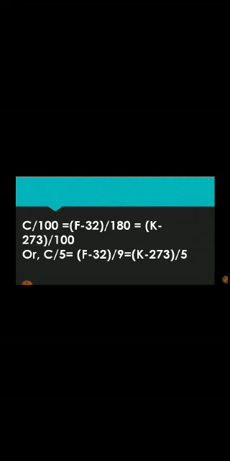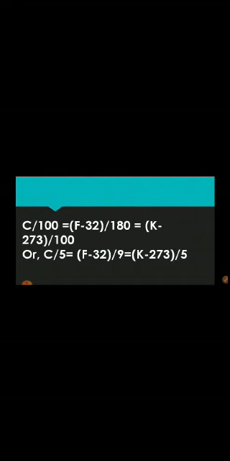C by 100 equals F minus 32 by 180 equals K minus 273 by 100. Here C means the temperature in Celsius scale, students. Divided by 100, 100 is the difference between the upper fixed point and lower fixed point in Celsius scale. Then it is given equals F minus 32 by 180.